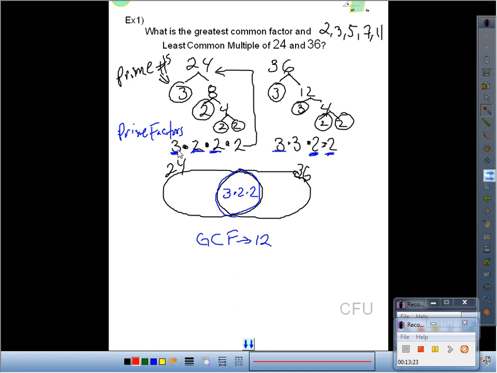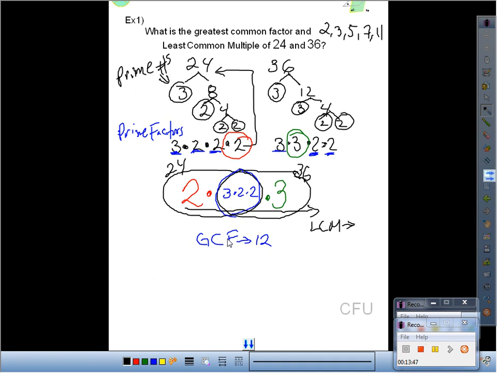What's left over here that we didn't use? 2. So I'm going to write it here in this space, times 2. What's left over on this side that we didn't use? 3. So I'm going to write it here. All right, so check this out. To find my least common multiple, all I have to do is multiply all these, that way, LCM.